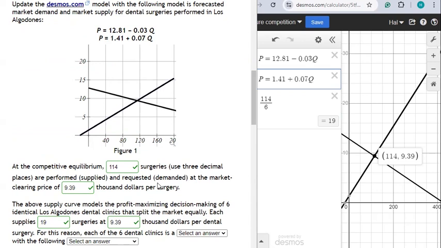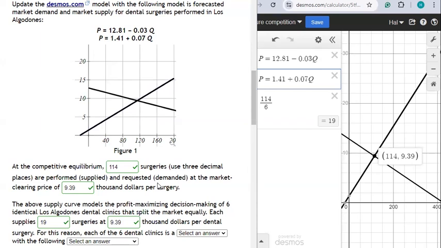If they try to sell at above this price, if one tries to sell at 10,000, they're going to supply 0 surgeries, because customers going to Los Algodones are going there based on the price being lower than it is in the United States. So they're going to go to the other 5 identical Los Algodones dental clinics, and they're going to get the surgeries done there for $9,390,000.